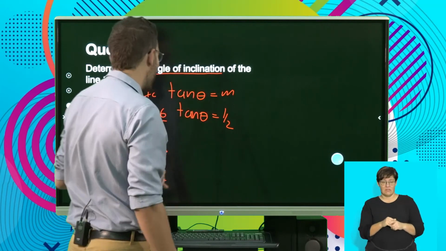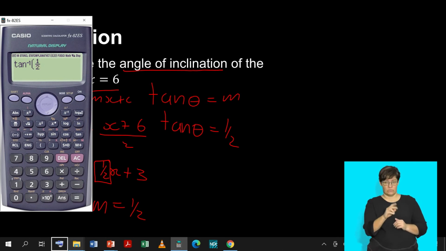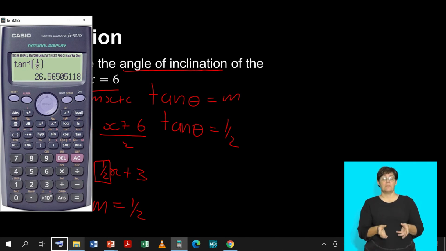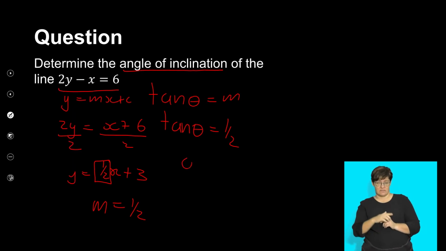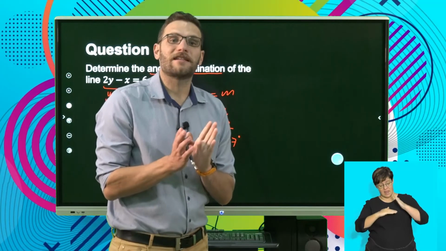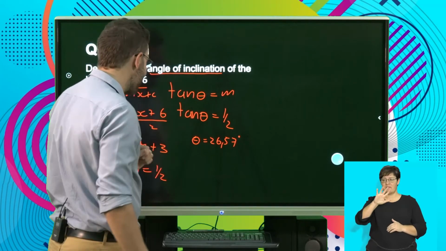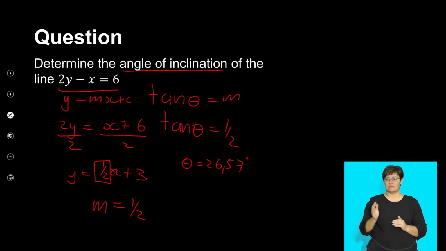We were going to do that on our calculator, shift tan of a half. So let's go to our calculator. I'm going to go shift tan of 1 over 2, close my brackets, and what am I going to get? I'm going to get 26,565, so I'm going to round up there, 26,57. I'm going to get theta is equal to 26,57 degrees. The angle between my line and the x-axis in an anti-clockwise direction is 26,57. Wonderful. Let's turn to our next question.